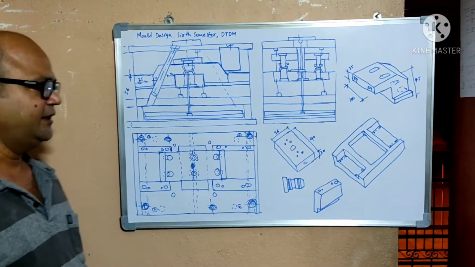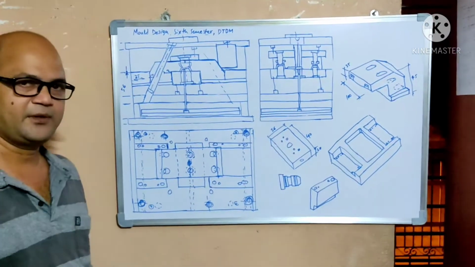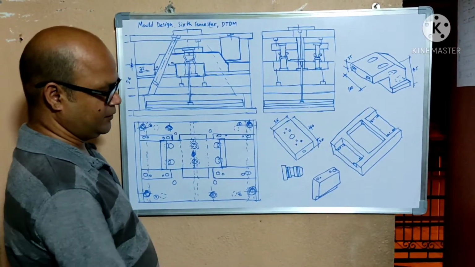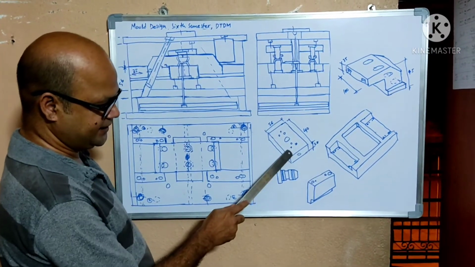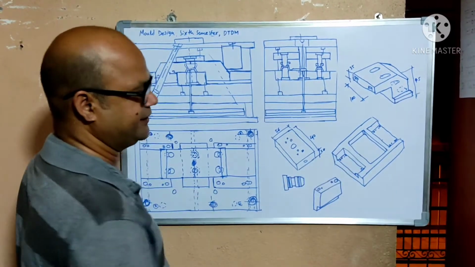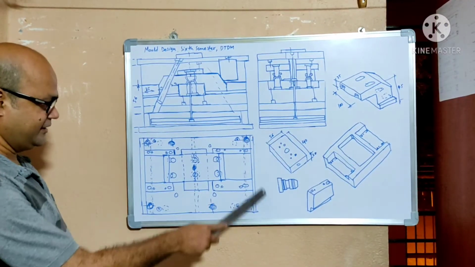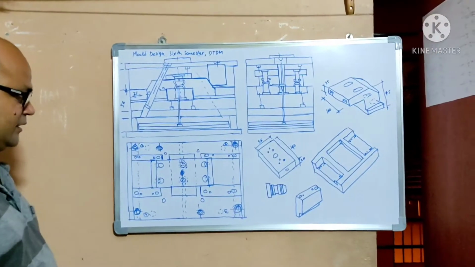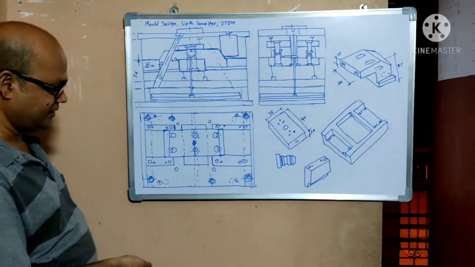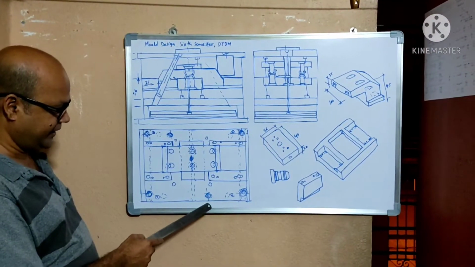You are observing the tool now. I have made 3D dimensional views of the core housing plate, core insert, guide, core insert, and side cavity. Here you are observing the top view of the tool. Now I will tell the parts that we observe here or that I have drawn.